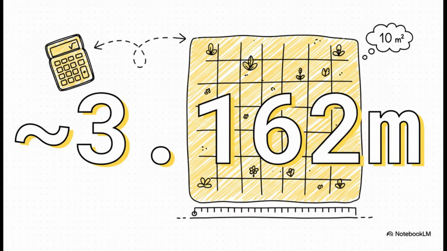Now what about that 10 square meter garden? Well, since 10 isn't a perfect square, this is where we just pull out our calculator. We punch in the square root of 10, and it spits out an answer of about 3.162. So the side of this garden is roughly 3.162 meters long. It's not a nice clean fraction, but for any real-world purpose, it's more than precise enough.